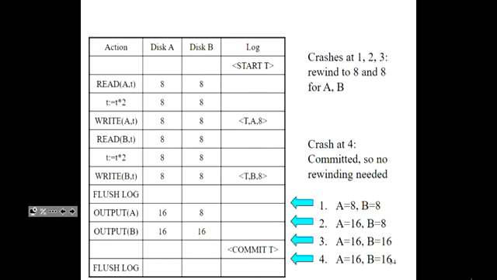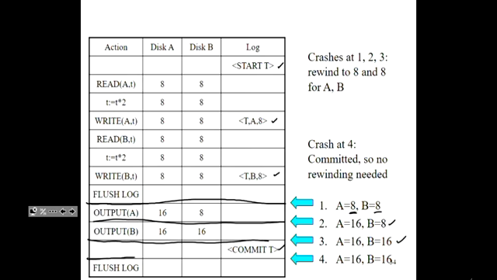Okay, so let's see what happens in our toy example. You had the log consisting of these 4 elements outputted at various times, and let's consider various scenarios. If you have a crash here at step 1, you have A equal to 8 and B equal to 8 on disk. At this point, you have A equal to 16, B equal to 8. At this point, you have A equal to 16, B equal to 16. And at this point, you also have A equal to 16, B equal to 16.